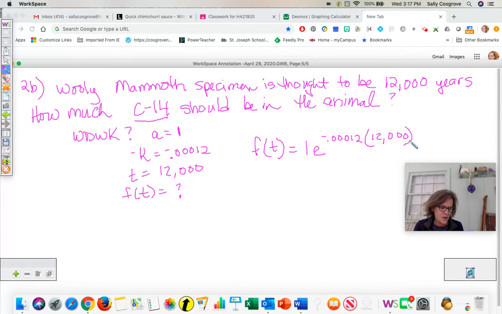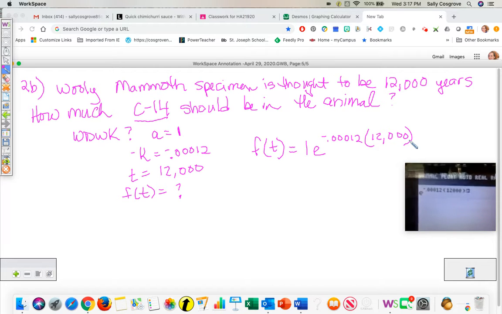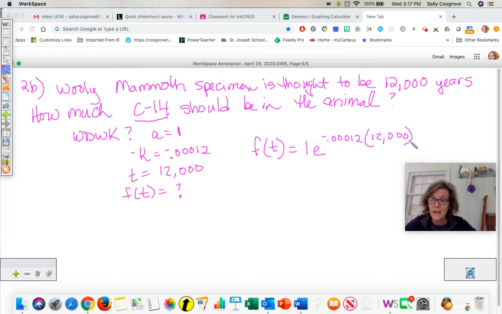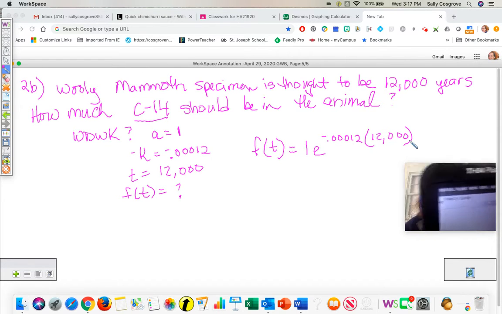Okay, we got that. So we're going to press second, ln, for e to the power. Now I'm going to say negative 0.00012, and while I'm still in the exponent, times 12,000. So it's going to look like this. Can you see? I know it's a glare. Can everybody see? Okay. Now I'm going to push enter. And here's what I get.